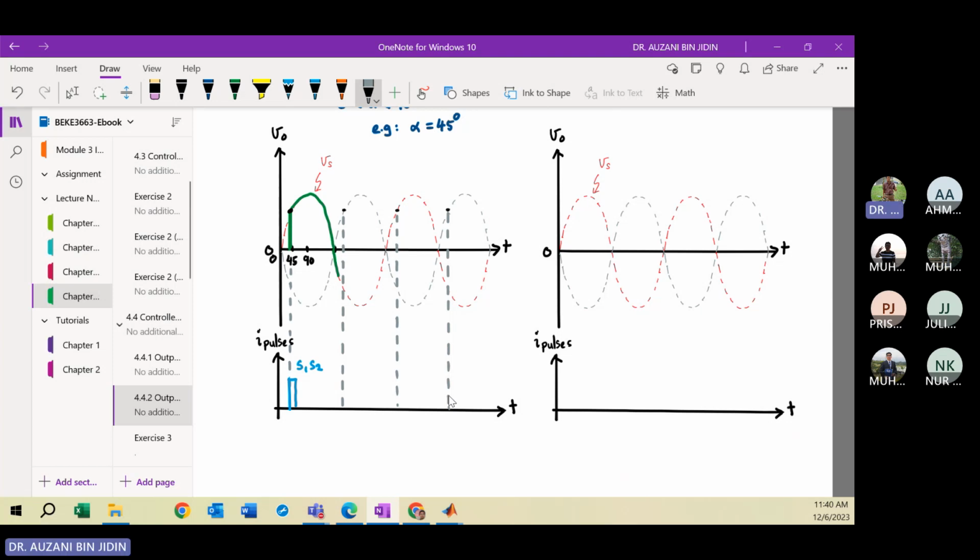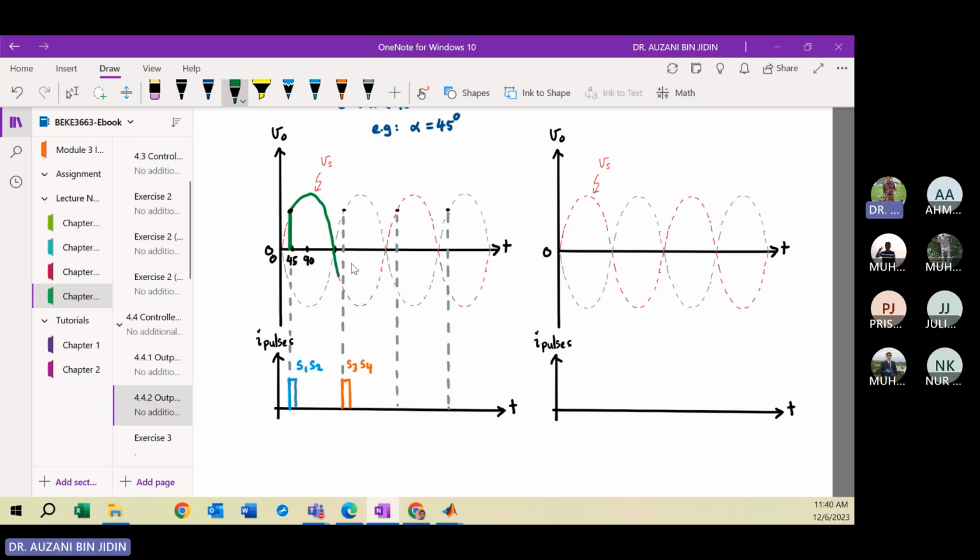Okay, for the next half cycle, we apply the current pulse to turn on T3 and T4, or S3 and S4. So your current pulse will be at this point. So this is for S3 and S4. Then you can sketch the output voltage here, because during the angle here from 45 to what's the value of this angle?